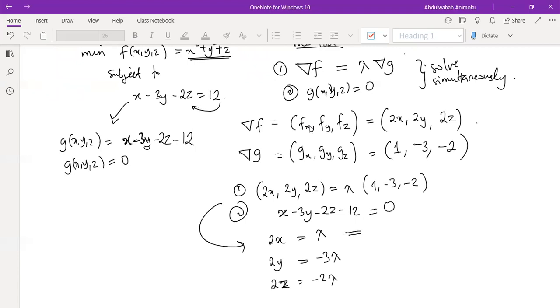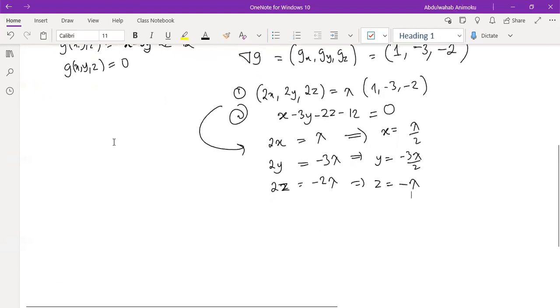Now, what does this give us in terms of lambda? You need to now solve x, y, z in terms of lambda. It gives us that x must be lambda over 2. Here it gives us that y must be minus 3 lambda over 2. And here z must be minus lambda. Okay. Now that you have this, what's the next step, right?